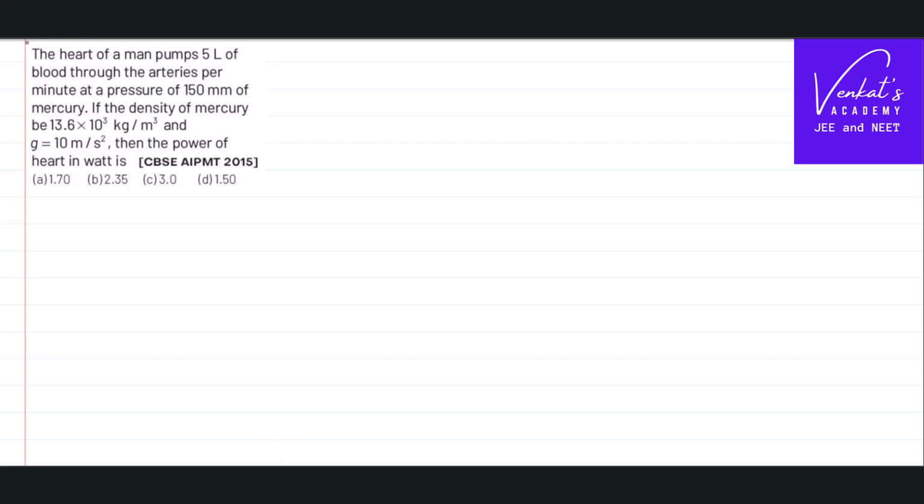It's an IIT-JEE question based on work, power, energy. The question is like this. The human heart of a man pumps 5 liters of blood through the arteries per minute at a pressure of 150 millimeter of mercury. The density of mercury is given to you. Then what is the power of the heart?